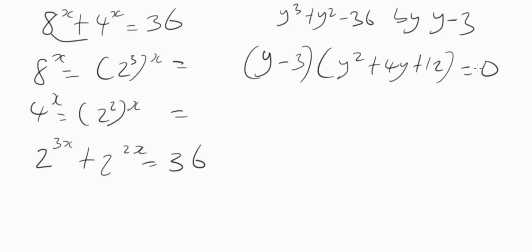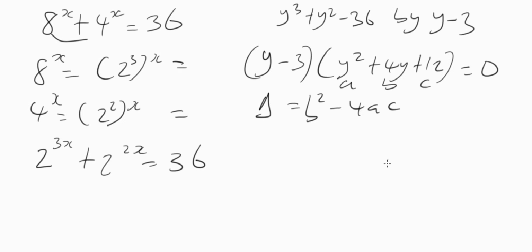Now for the quadratic part, y squared plus 4y plus 12 equals 0. Remember, let's check the discriminant. So the discriminant is denoted by this. The formula is b squared minus 4ac. So this is simple mathematics, a, b, c.